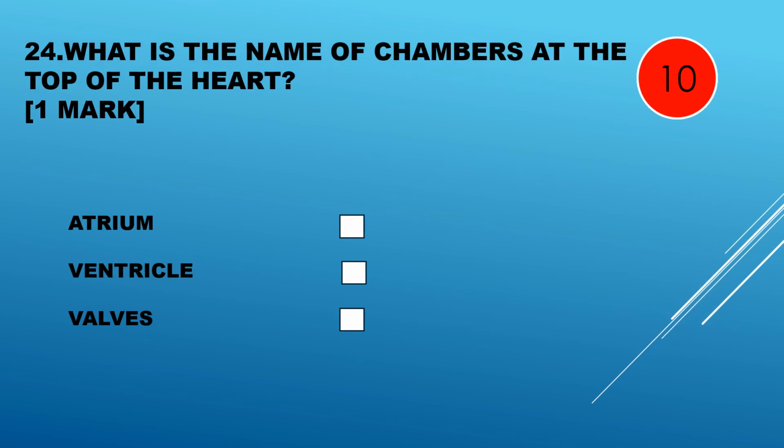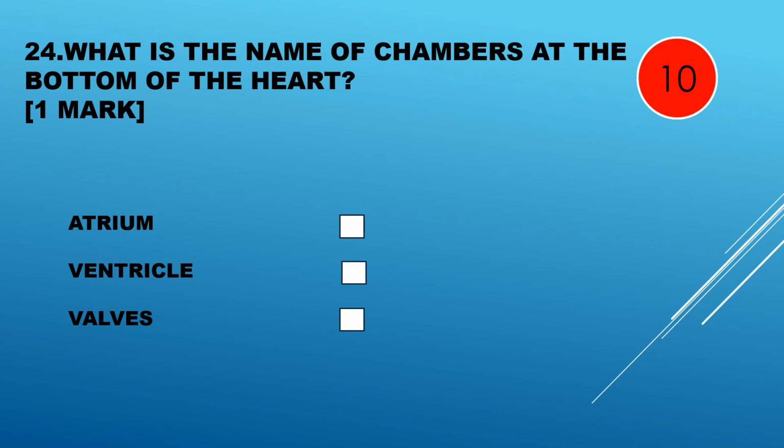Question 24. What is the name of the chambers at the top of the heart? Are they atrium, ventricle or valves? Chambers at the top of your heart are your atriums.